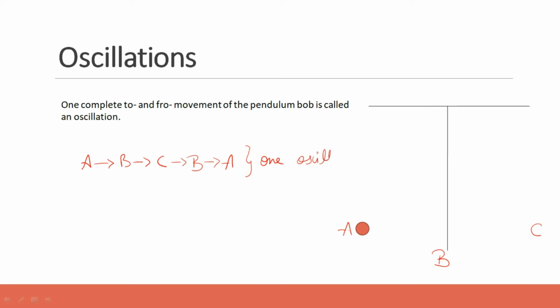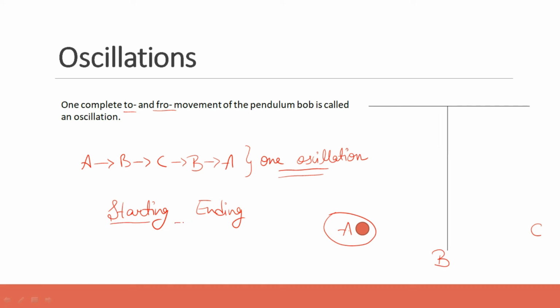It means you can say one complete swing of the bob of a simple pendulum is known as one oscillation, or one complete to and fro movement of the pendulum. It is not always necessary that a pendulum starts from point A only. It can also start from point C. So you can measure the oscillation accordingly. You just have to see that the starting point and the ending point should be the same.